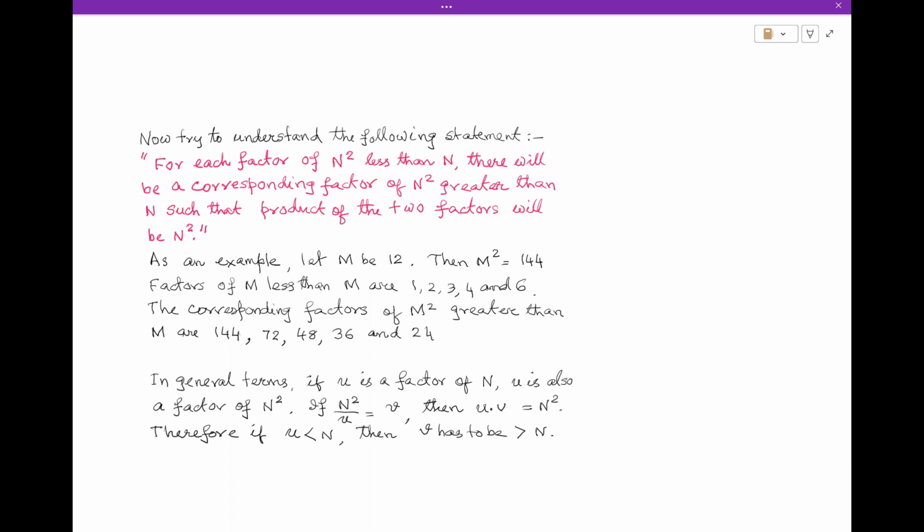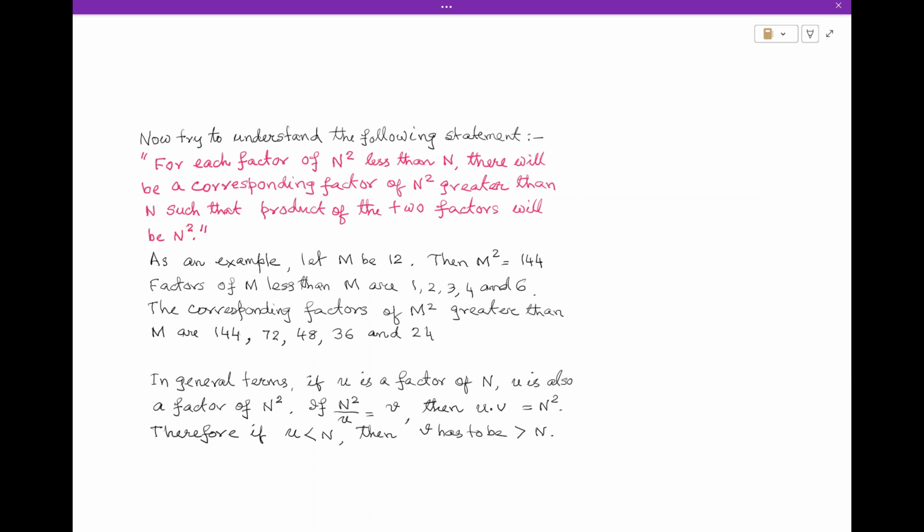As an example, let m be 12, then m square is 144. Factors of m less than m are 1, 2, 3, 4, and 6. The corresponding factors of m square greater than m are 144, 72, 48, 36, and 24. Note that 1 multiplied by 144 is 144, 2 multiplied by 72 is 144, 6 multiplied by 24 is also 144.